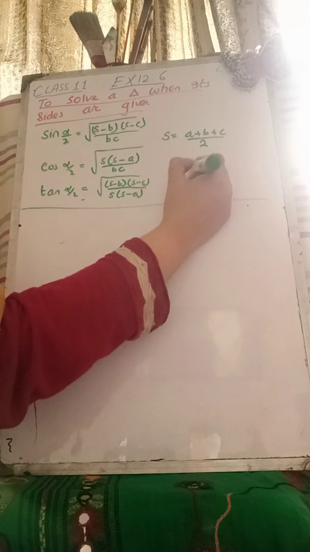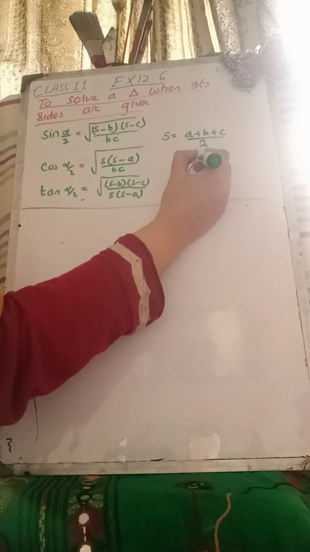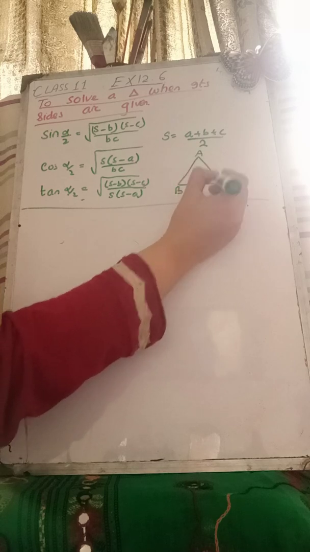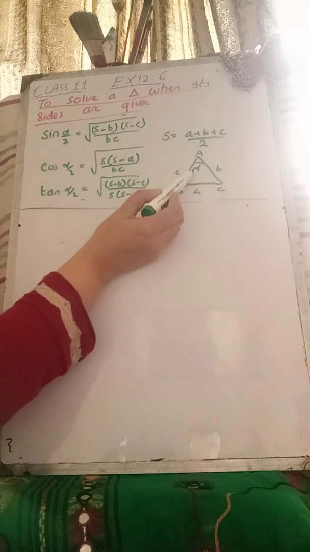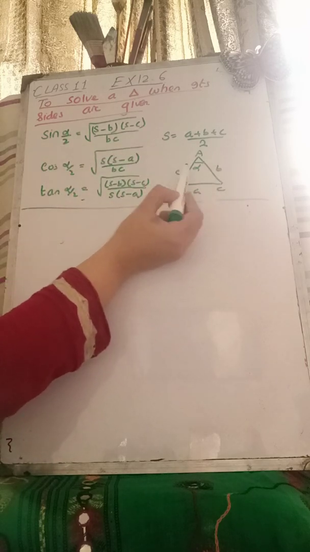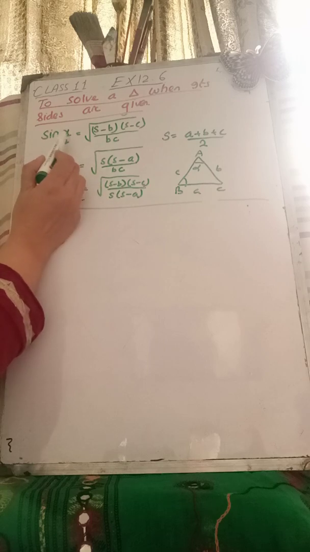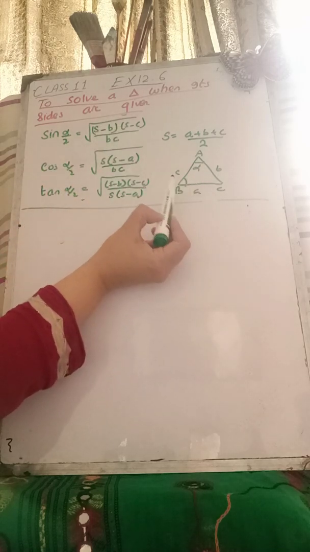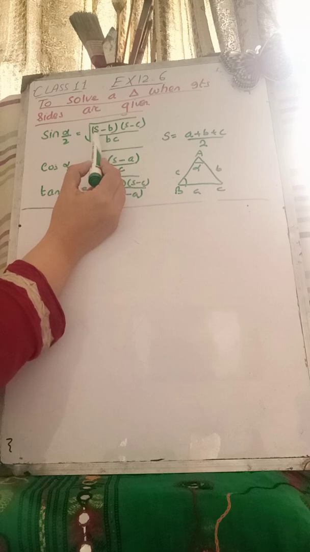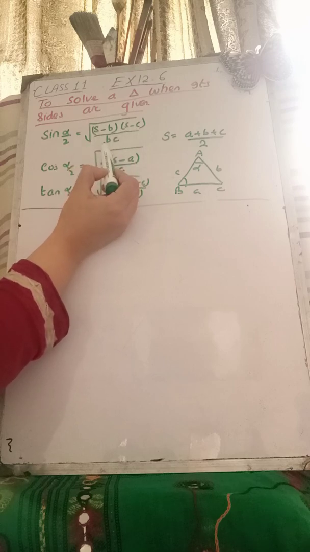When you want to use alpha over here, you will have the sides B and C on the right hand side. For sine formulas, B and C are the sides which are including alpha. In triangle A, B, C, this is alpha. So if you are using alpha, you are going to use the sides B, C, the sides in which alpha is included. Similarly, if you want to use sine beta by 2, then as beta is between A and C, the formula will be S minus A, S minus C over AC.